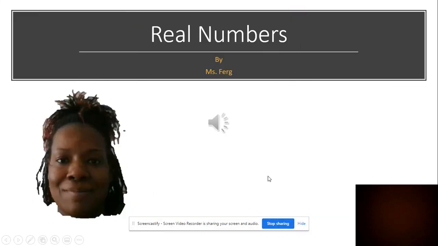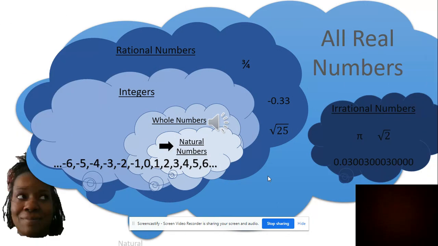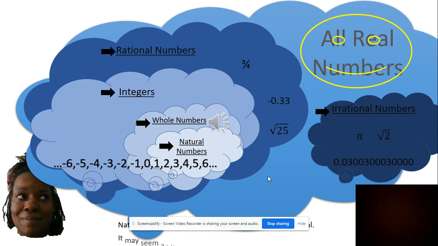All Real Numbers by Miss Ferg. Natural, whole, integer, rational, and irrational are all real. It may seem a bit confusing, but here are the categories they fill.